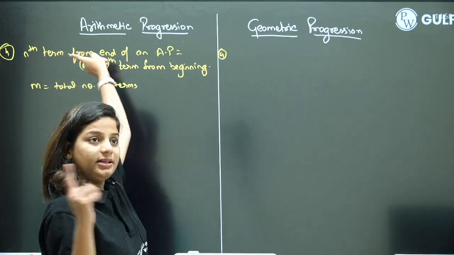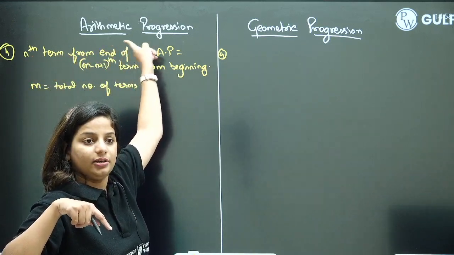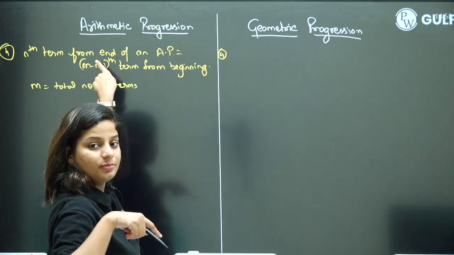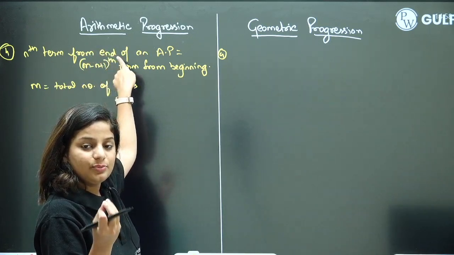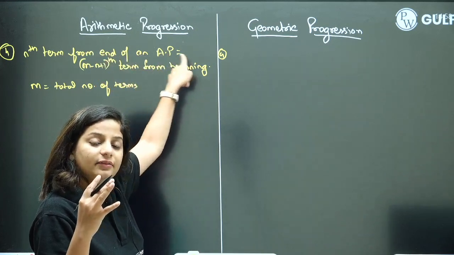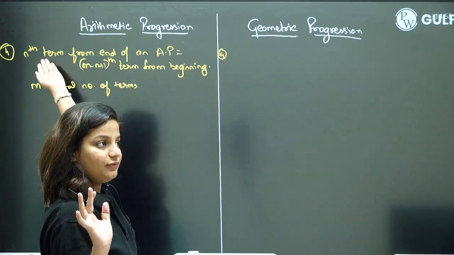So if they say find the third term from the end, you will put it in the formula with the total number of terms. Let's say the total number of terms is 6. So 6 minus 3 plus 1 is 4. You will actually find the fourth term from the beginning instead of the third term from the end.